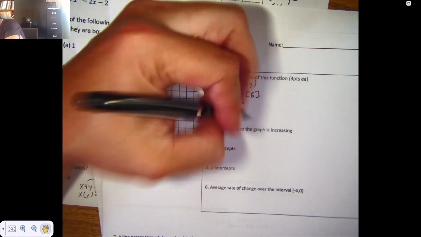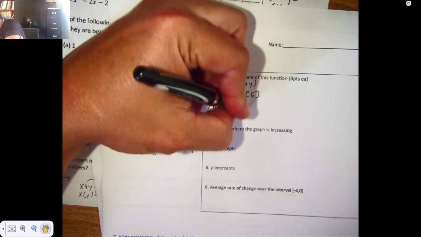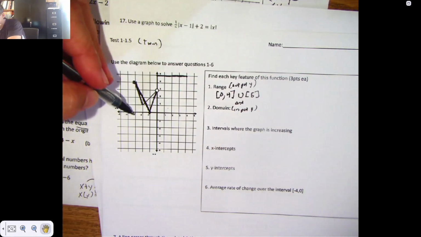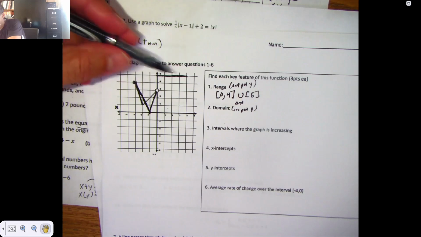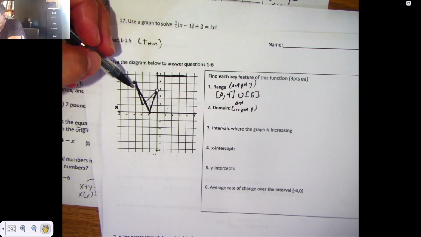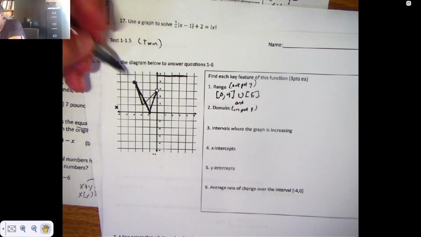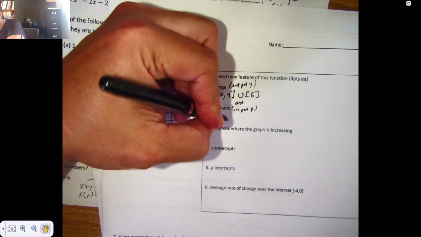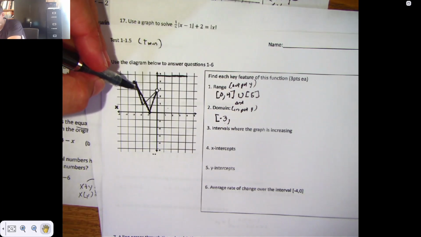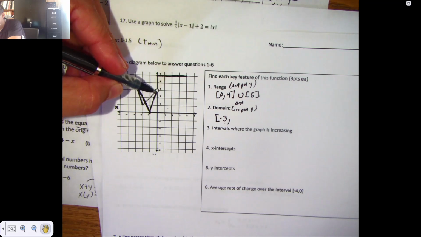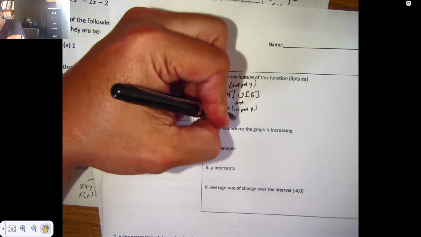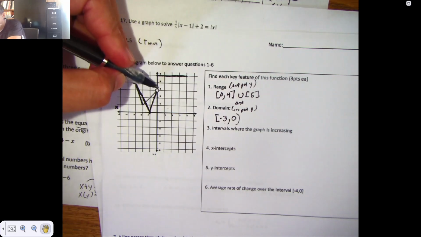Domain is your input, your x. So the x value, if you were to graph this by hand, you would pick up your pencil and start drawing when x is -3. And you would do it in one continuous motion all the way to this open circle where x is 0. And there's nothing there. There's a hole in the graph.